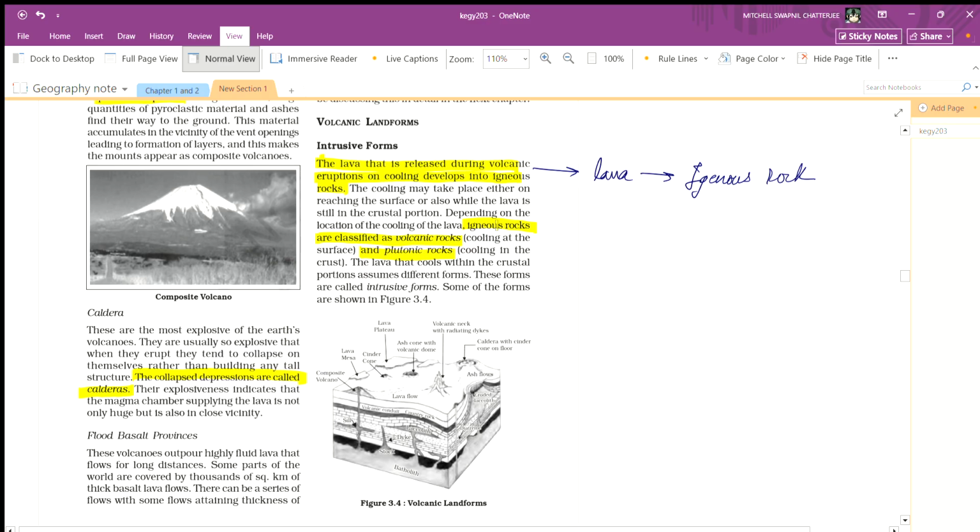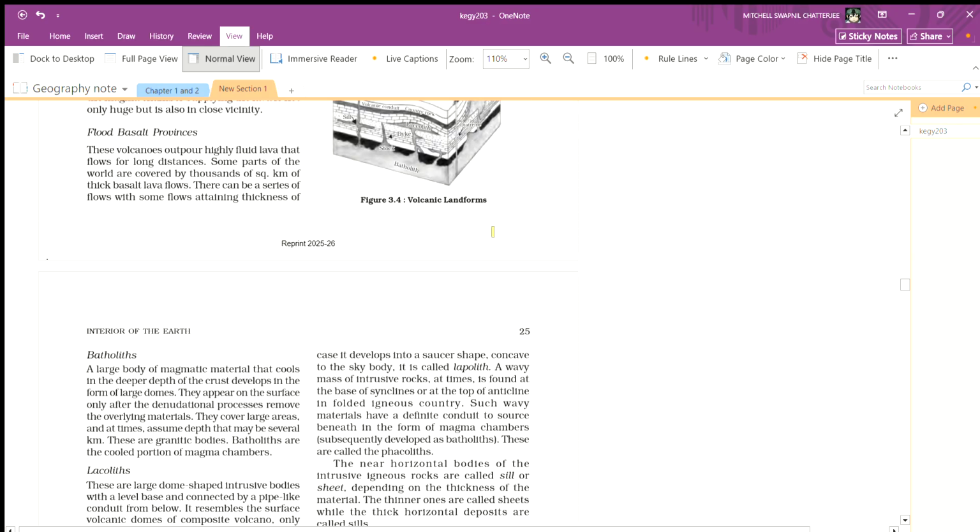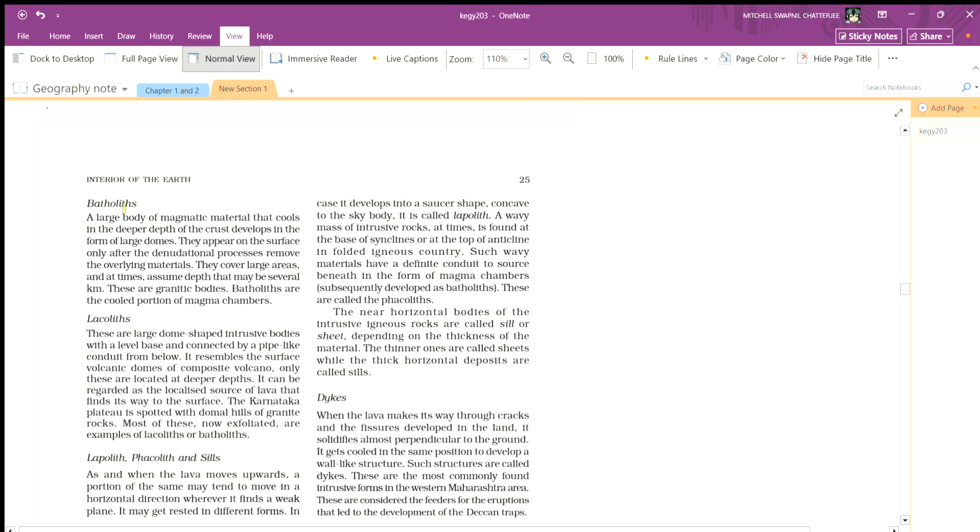Intrusive form. Next one is batholith. A large body of magmatic material that cools at deeper depths of the crust develops in the form of large stone. They appear on the surface only after denudation.